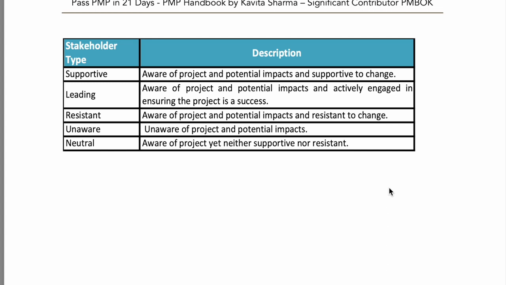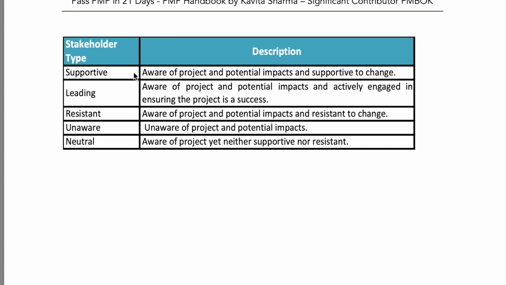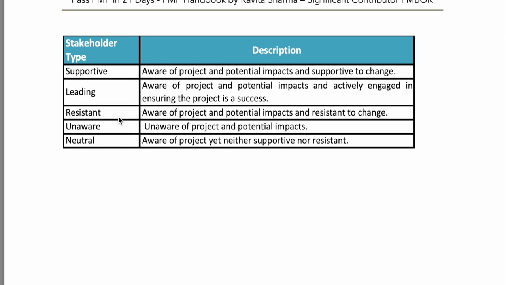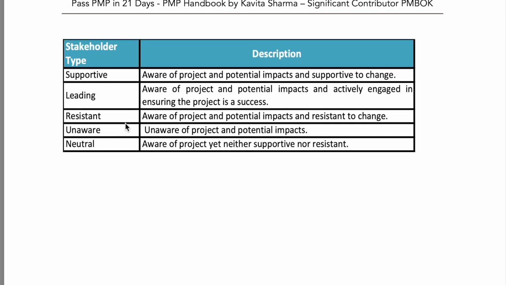A stakeholder could be supportive or leading. We discussed the colors here. A supportive stakeholder can be green. Leading is dark green. They are actively working on your project. Resistant is red. Unaware, they don't even know. So you might want to reach out to them first to ensure that they receive the information in the right manner and they become supportive. Neutral are those people who understand what's going on, but they neither support you nor are they resistant.